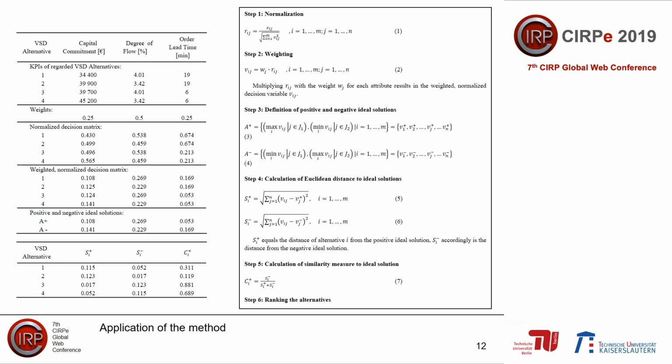So in this example, alternative 3 turns out to be the best solution, resulting from the very short order lead times with our automated guided vehicle that we use for the direct transport, the very high degree of flow, and the relatively low capital commitment cost that we need for this production alternative.